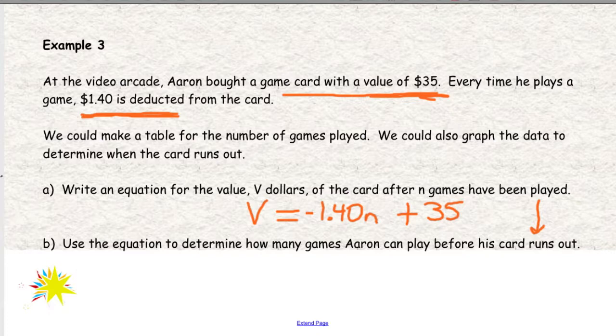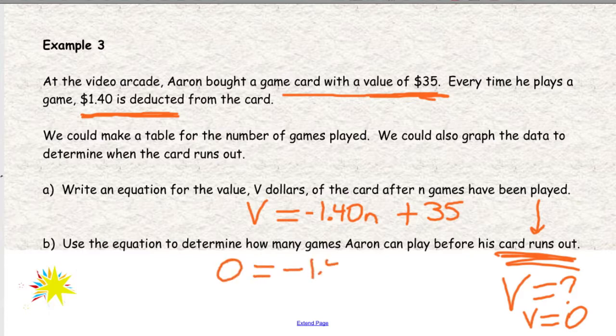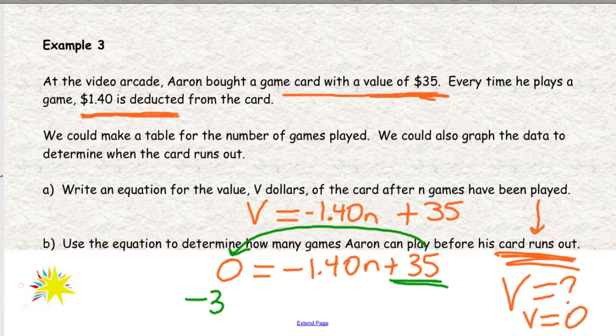So then it says, use the equation to determine how many games Aaron can play before his card runs out. Well, how many games can he play before his card runs out? If his card runs out, the value of the card is 0. So if I want to know how many games have been played if the value of the card is 0, I would put 0 in for V. The value is gone. You've used it all. How many games would you have played? We can solve this like an equation. I could move the 35 from the right-hand side of the equation to the left-hand side. If it was a plus 35 on the right, it's a minus 35 on the left.